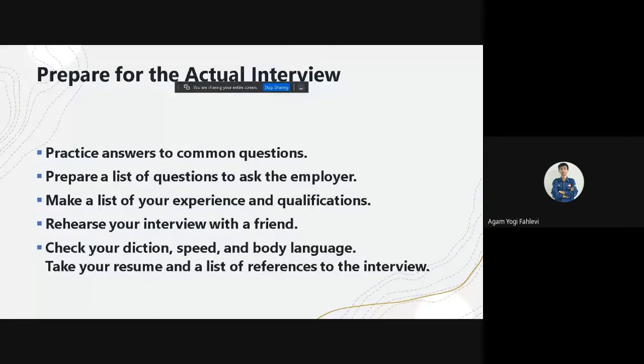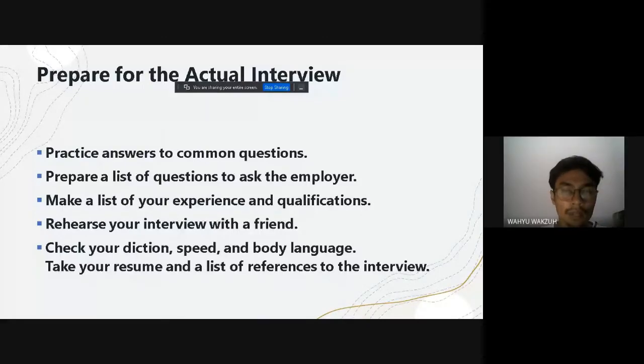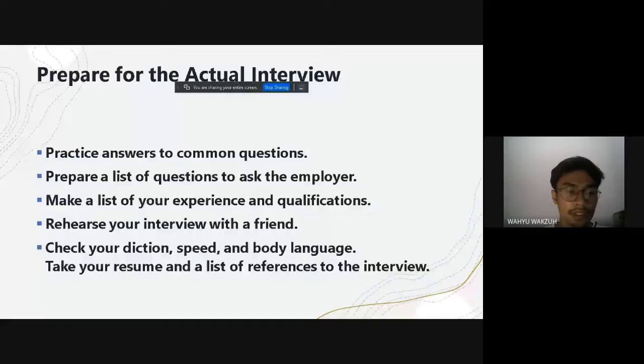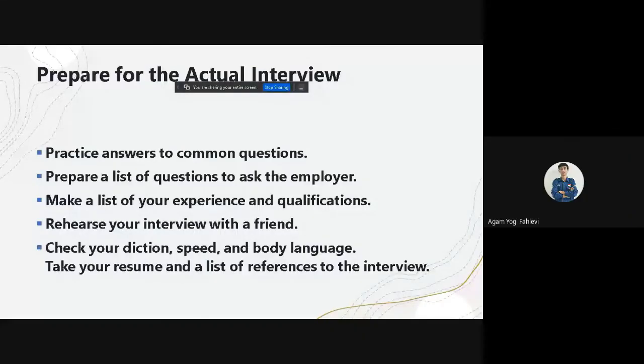Number two, you need to prepare for the actual interview. Practice answering common questions. Prepare a list of questions to ask the employer. Make a list of your experience and qualifications, and rehearse your interview with a friend. Check your diction, speed, and body language. Check your resume and list of references before the interview.